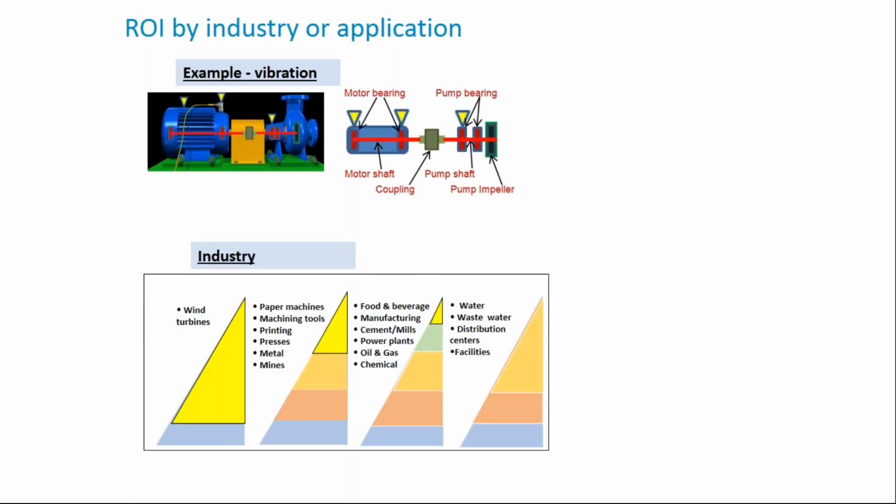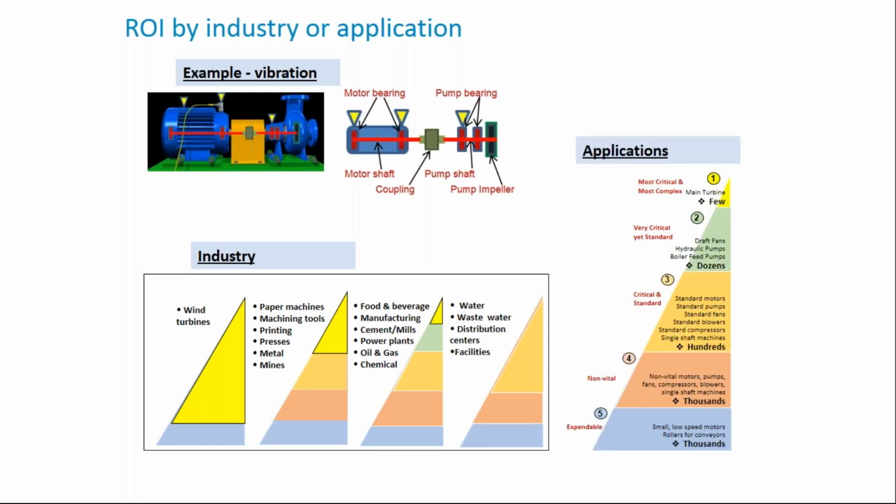So if you look at different types of machines by industry, you'll see the categories that we talked about, so there are different applications in different machines. Again, at the top of the machine pyramid are a few very complex machines that you really need a vibration expert to babysit. But in most plants, you'll see that there are some critical machines that are very standard machines, then tier 3, which are critical and very standard, and then non-vital.